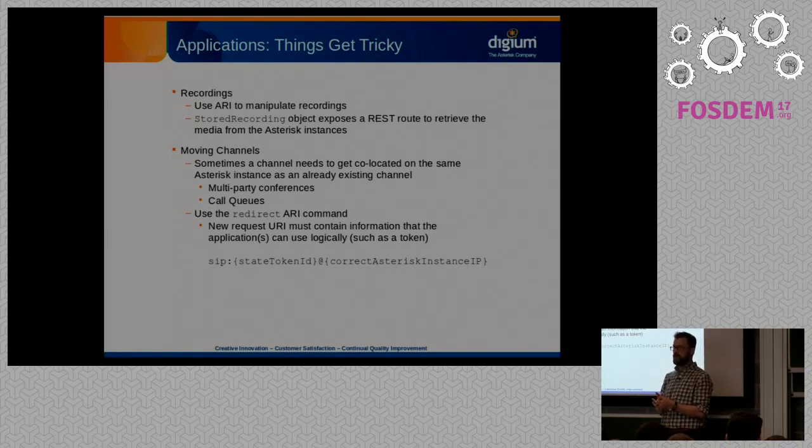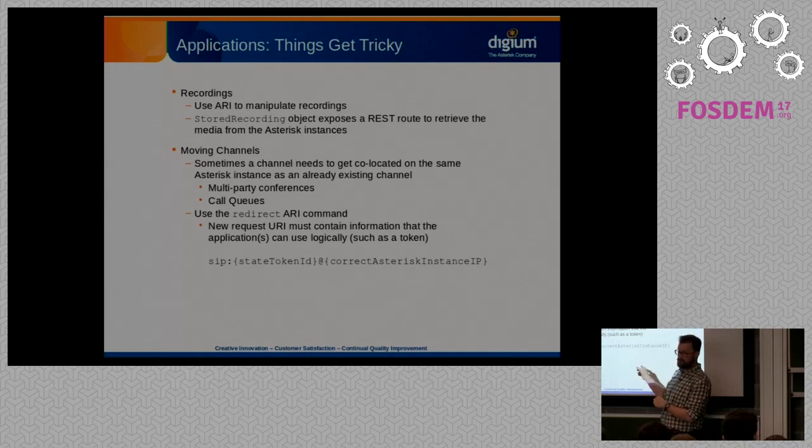This typically happens in multi-party conferences, call queues, or other really complex applications. Rather than trying to complicate Kamailio by shoving application logic into the Kamailio dial plan, we just like to move the channel. If it ends up in the wrong state and the application goes, oh crap, you're supposed to be in this conference, we just do a redirect, which is either going to issue a 302 or REFER and shove it over to the correct Asterisk instance.